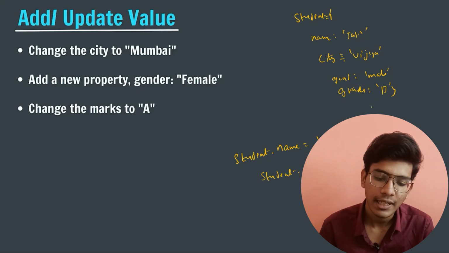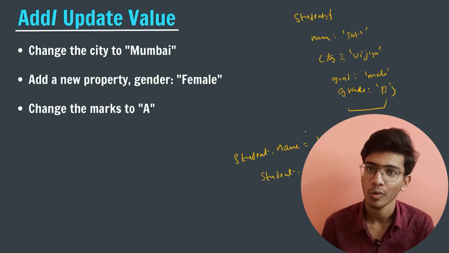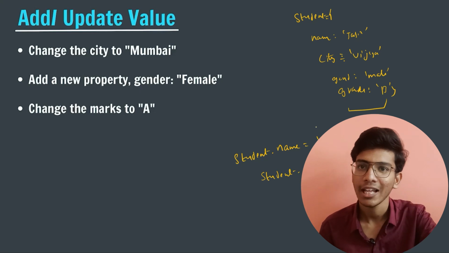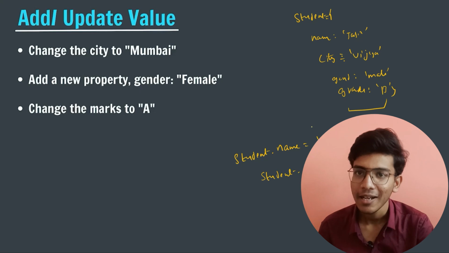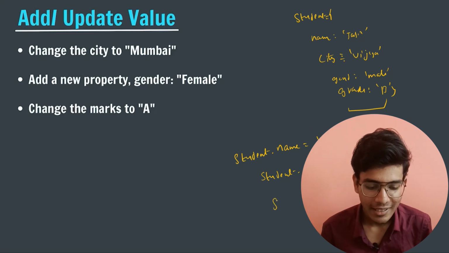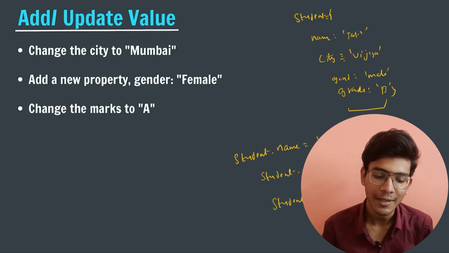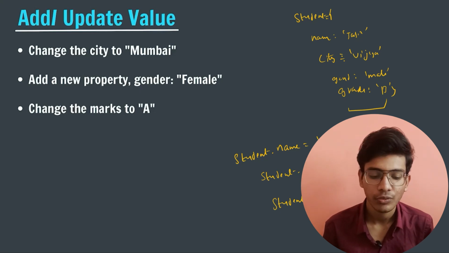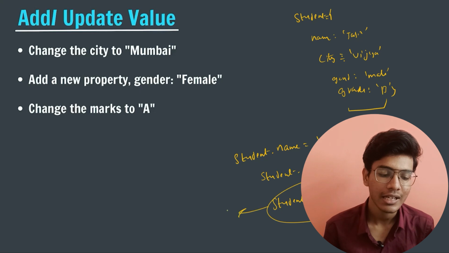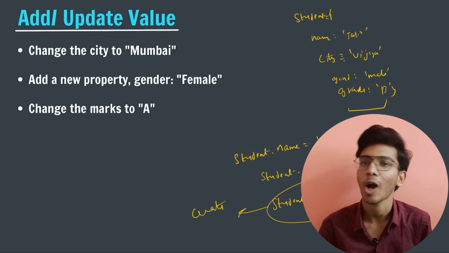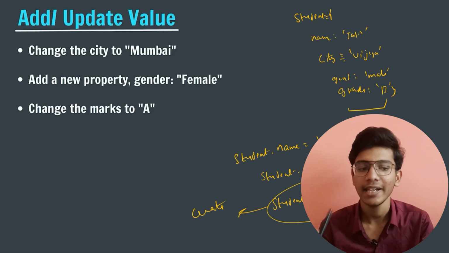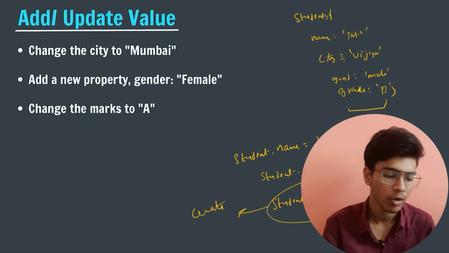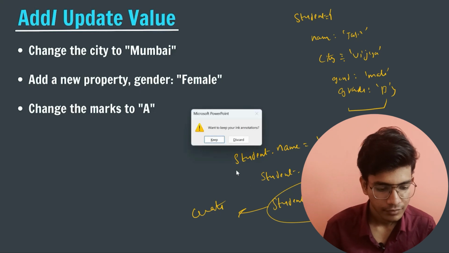Now let's say that I want to add his country also. I want to add a key value pair which represents the country of that particular student. Then I can add student dot country equals to India. What this will do is create a new key value pair within this object. Like this we can add and we can update values in our object. Now let us see how this will work.